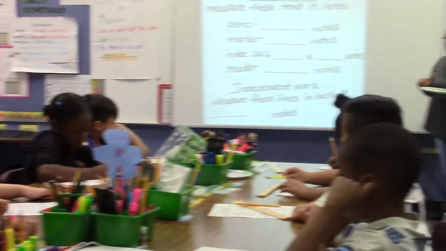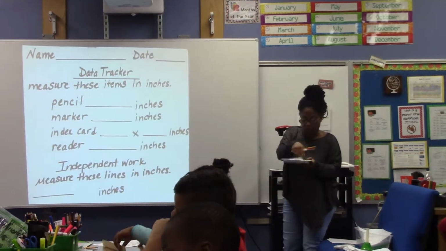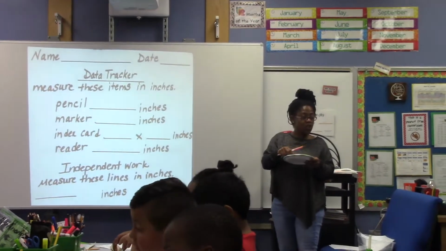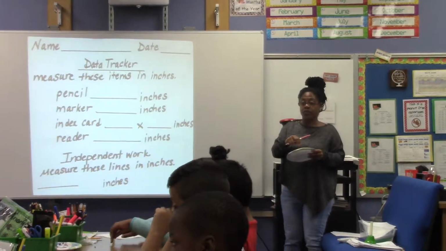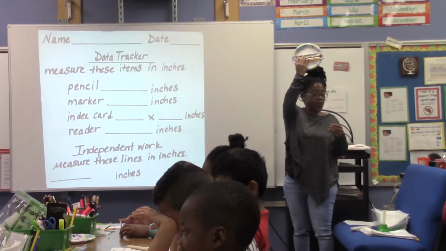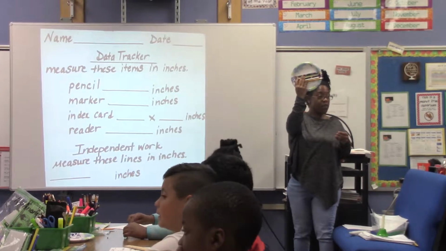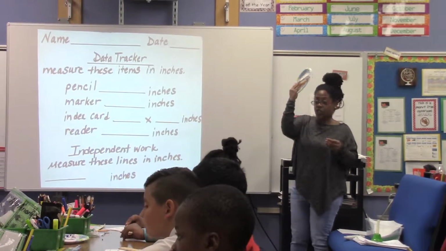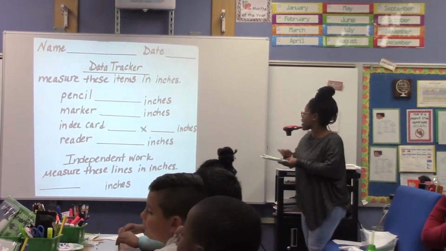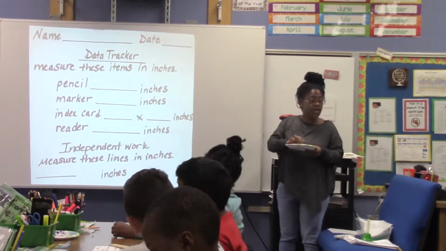All right, ladies and gentlemen, in the middle of your pod, every 4 desks, there is a plate. On the plate, there are 4 things that you're going to measure with your ruler. Everybody is going to need to take time. As you measure these objects, some of them you may have to put an estimate on. You're going to fill in on your data tracker how many inches the pencil is, the marker, the index card, and the reader.